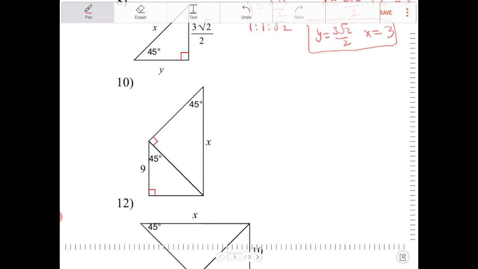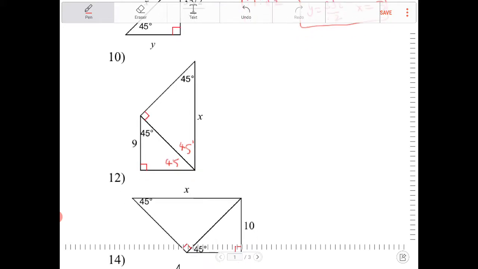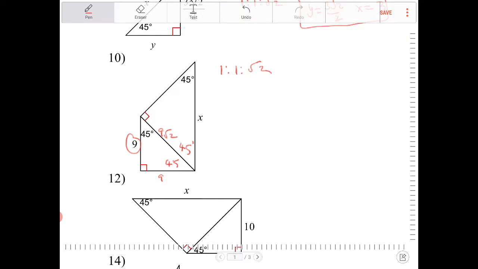Okay, things are getting a little more interesting. I have 45. This is also 45. This is also 45. So if this side is 9, this side will also equal 9. And if that's 9, this is 9 radical 2, because a 45, 45, 90 has this proportion. So it's 9, 9, 9 radical 2. If this side is 9 radical 2, then this side is also 9 radical 2.